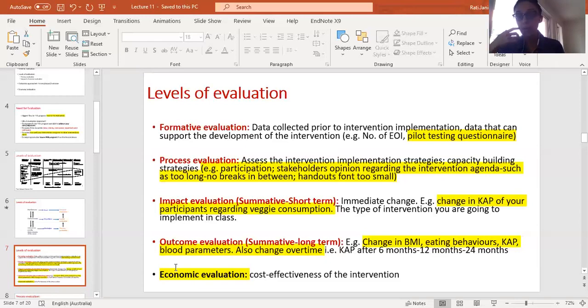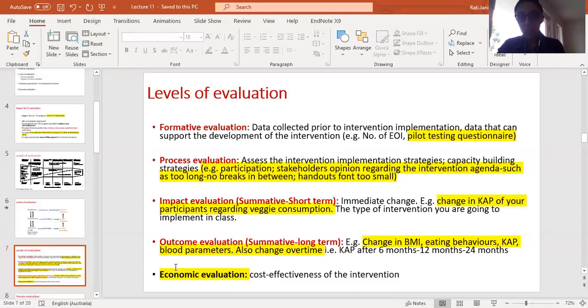Now this is formative evaluation. Before I start my intervention, I'm recording all this background data. I think this is clear enough. What is formative evaluation? Now we'll go on to process evaluation. So what is process evaluation? There are various types of process evaluation. Basically, once you have implemented the intervention, that is when process evaluation happens.